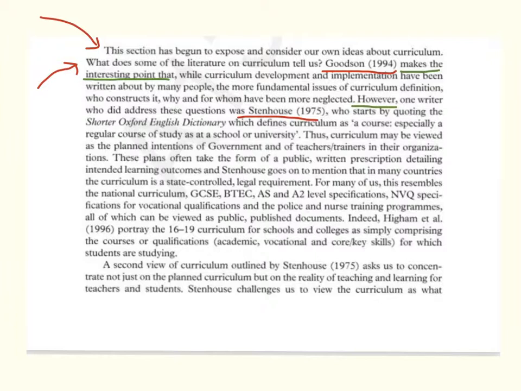Moving on, we're looking for more signal words, and we get one here when we see the word thus. What that means is that we have just heard a definition of curriculum and that this will now be expanded further. So here, the concept of a regular course of study at school or university is explored in more detail in the remainder of the paragraph.